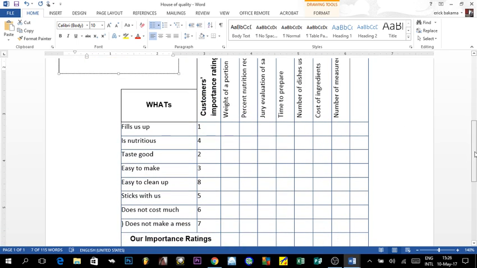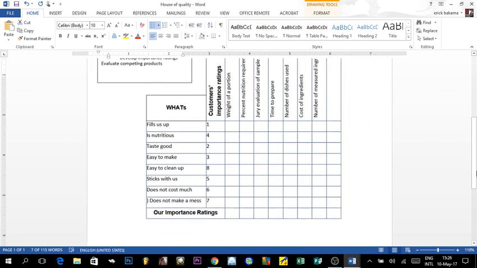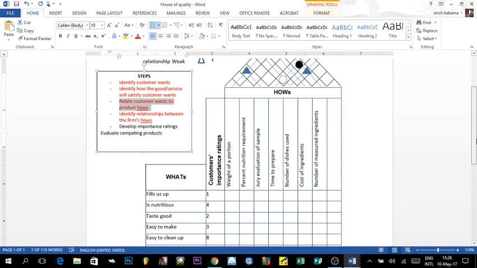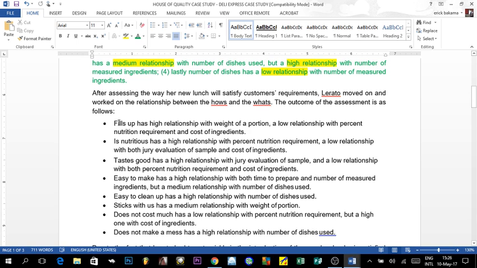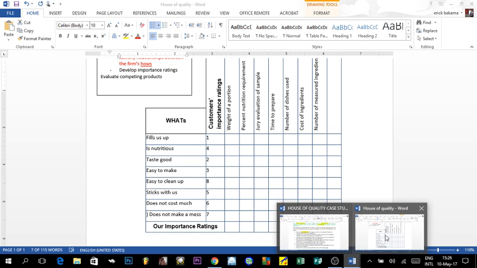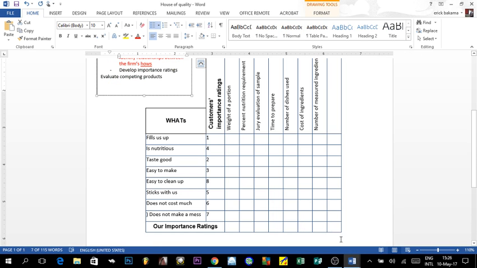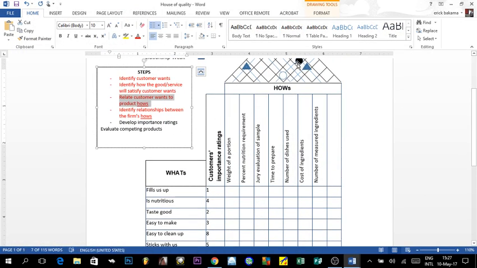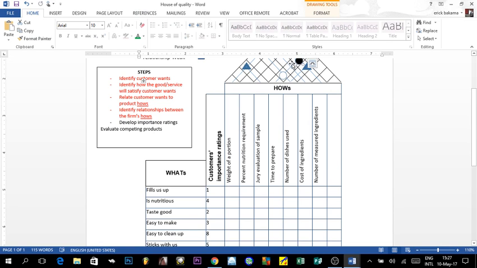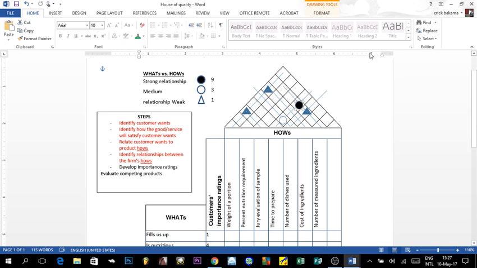Now we are on the part whereby we need to link the what and the how. Now they also give us something here. They say that fills up has a high relationship with the weight of a proportion. So we go where fills up and the weight of proportion meet. We have fills up and weight. They say that the relationship is high. Now we take our symbol again. This is the relationship for high. This is the link.